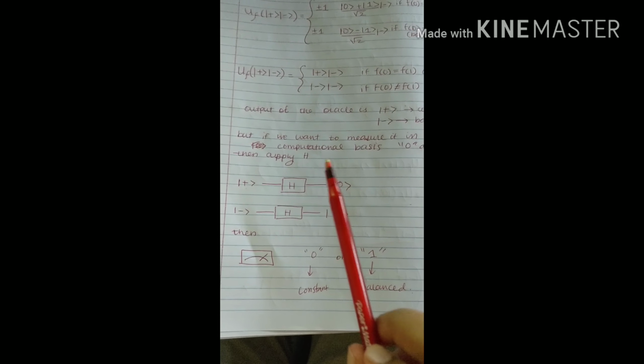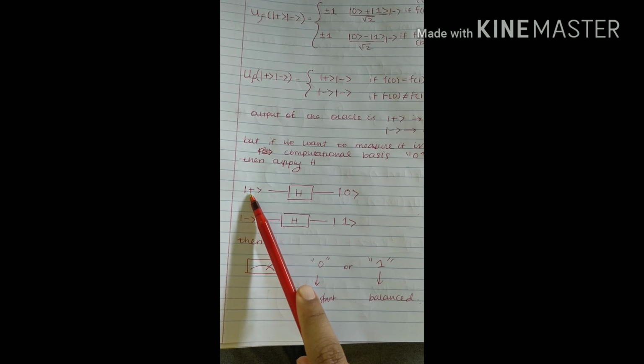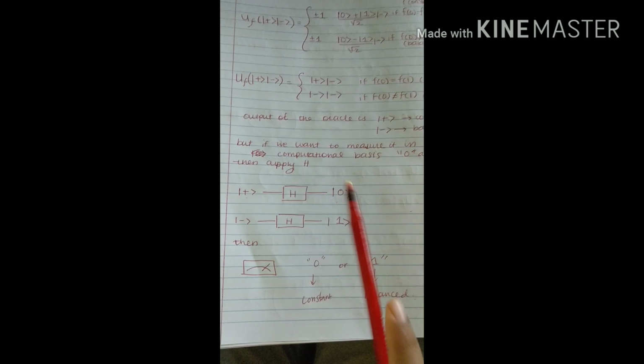And again, just to recap, something that might not have been clear was that this is the output of the oracle. And the bottom wire is always going to output a negative, but the top wire is going to output either the plus or the minus ket. And we're going to take the output of the top wire and apply the Hadamard gate to it. So when the output of the top wire is a plus and we apply the Hadamard gate to it, we get back to the 0, and when the output of the top wire is a minus and we apply the Hadamard gate to it, we get a 1.